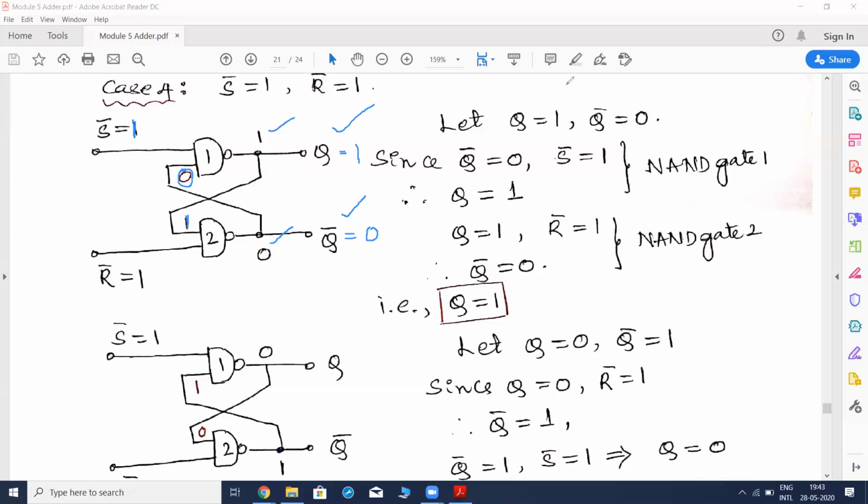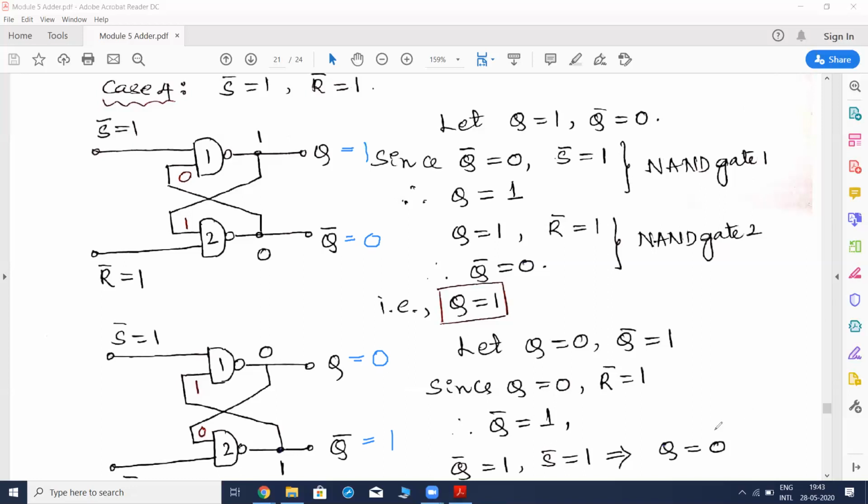Now let us assume one more thing. In the previous case, what did we assume? Q equal to 1 and Q bar equal to 0, is it not? So what shall we do now? For the next one, we'll take Q as 0 and Q bar as 1. Now do the analysis. When we do the analysis of this kind, we need to start our analysis.